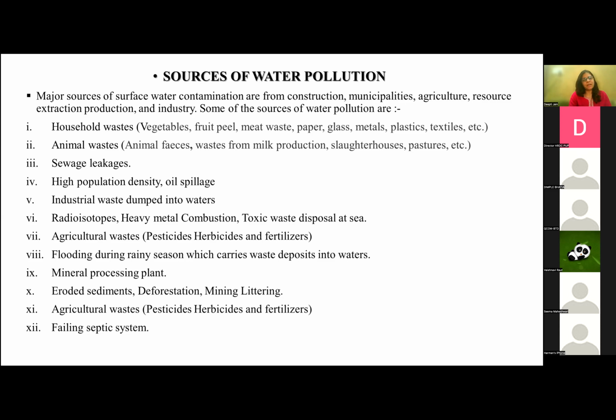These are causing a high level of contamination, but still major steps have to be taken. And if we can't stop it, at least whatever water we are consuming, we should have a check over it, or we should have some method to remove these contaminants and to control the water quality.